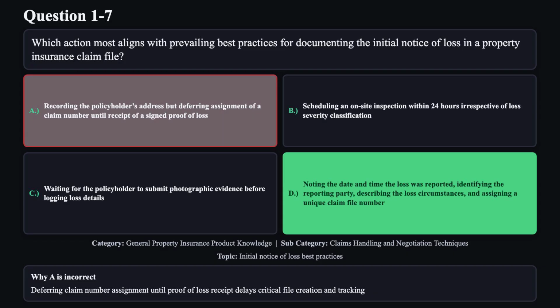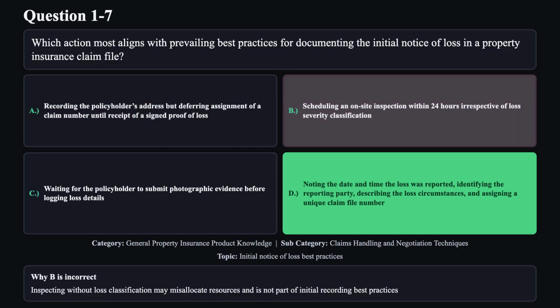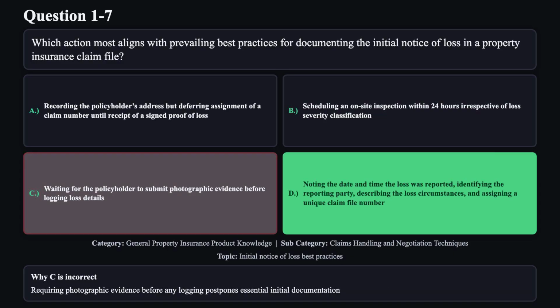Reason A is not correct. Deferring claim number assignment until proof of loss receipt delays critical file creation and tracking. Reason B is not correct. Inspecting without loss classification may misallocate resources and is not part of initial recording best practices. Reason C is not correct. Requiring photographic evidence before any logging postpones essential initial documentation.